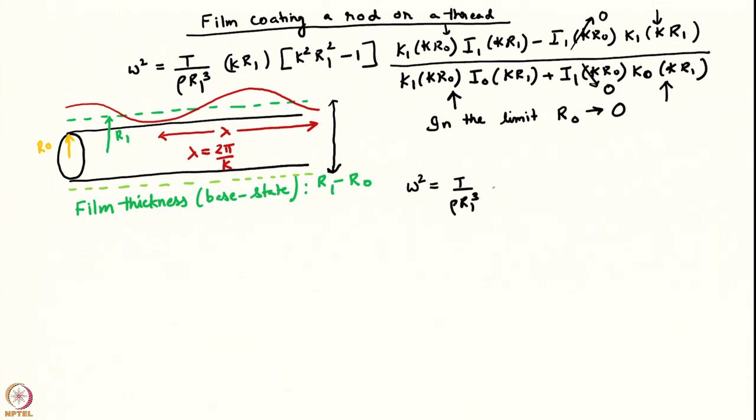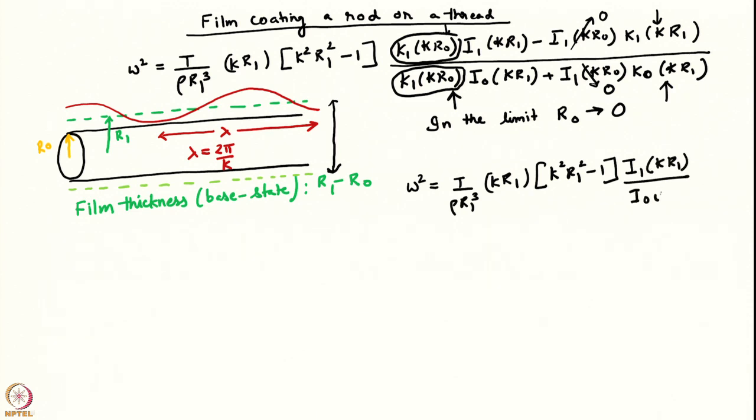I am cancelling out this k1 and this k1, both of them will diverge. K1 diverges at the origin. So, as I set r0 to 0 for a fixed small k, the argument will go to 0 and both the numerator and the denominator will diverge, but both of them will diverge in exactly the same way because they are the same functions. So, it can be cancelled out, and what remains is I1 of kr1 divided by I0 of kr1.